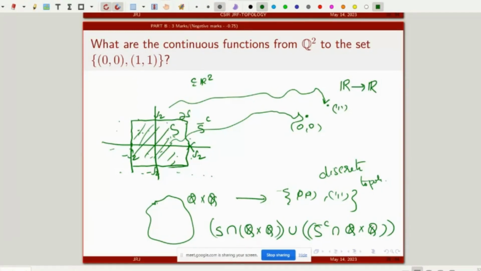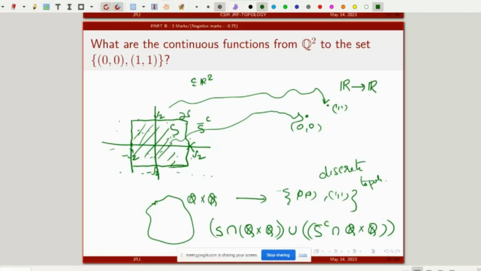Why is it a continuous function? The inverse image of an open set has to be open. The inverse image of this singleton is S closure complement intersection with Q cross Q, which is open. The inverse image of this point is S intersection Q cross Q, which is also open in Q cross Q. The inverse image of the whole set will be the whole Q cross Q, that is fine. The inverse image of the empty set will be the empty set. So this will be a continuous function. Likewise, you can produce many more continuous functions.